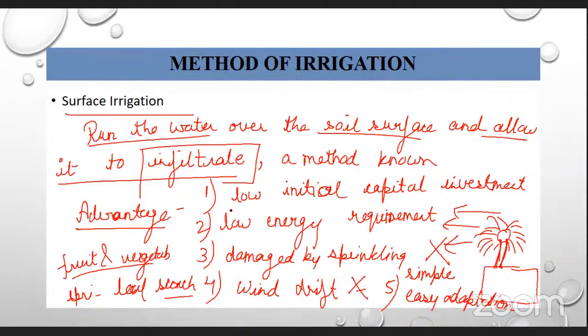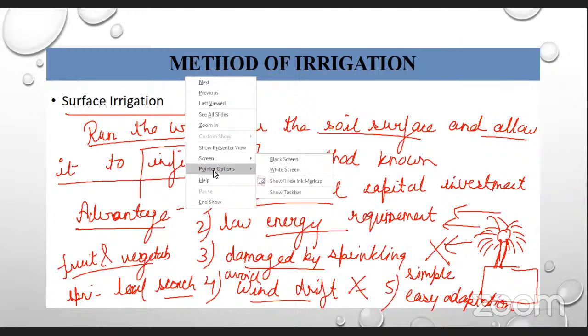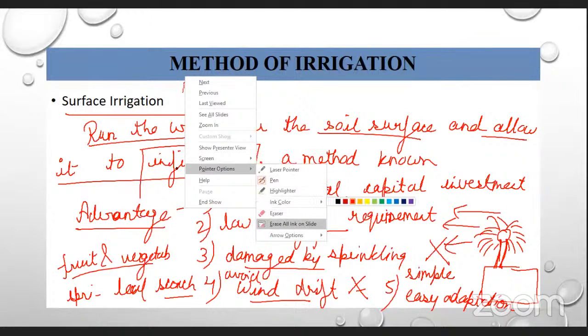So in this, the points we have to learn are: we do not need so much capital investment, we will not require energy, maybe no or low energy requirement, and the damage by sprinkling drops, so the fruits and vegetables can be saved in surface irrigation. And the fourth one is that we can avoid wind drift in the system, and it is also a simple and easy adaptation to any field. Okay, so we have seen the advantages of surface irrigation.